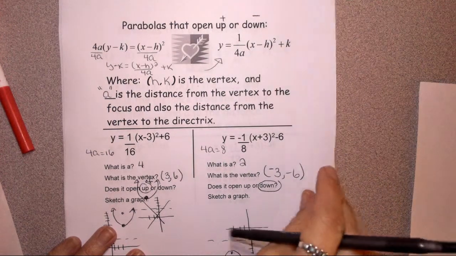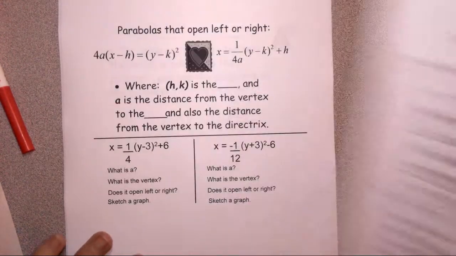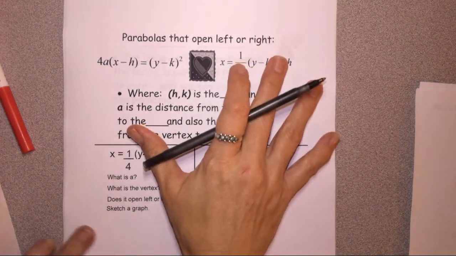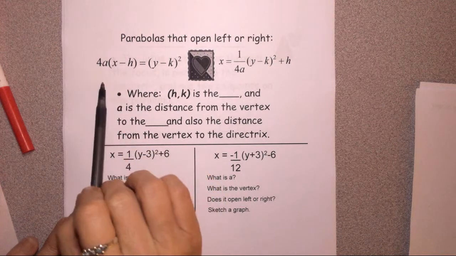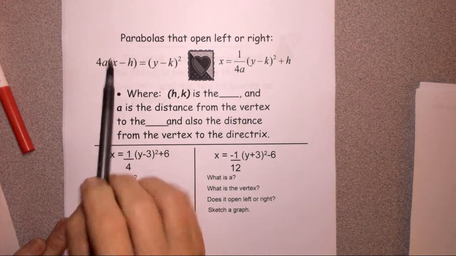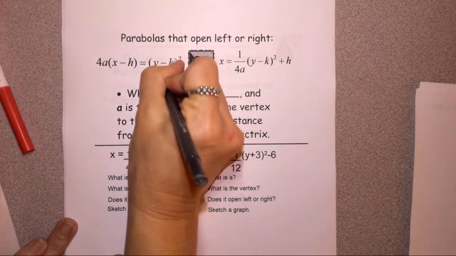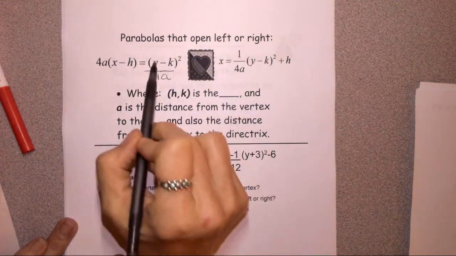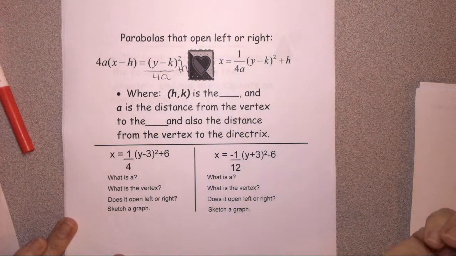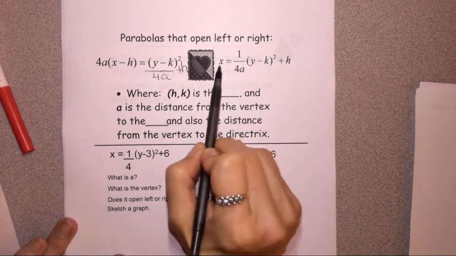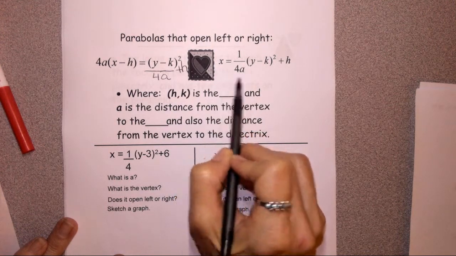So now let's look at our other two situations, when it's not up or down, but left and right. Similar to what we did a second ago, we're going to solve this for the variable that's not squared. This time the variable not squared is the x. So I would divide by 4a first on both sides. And then I would move this h to the other side, so it would become a plus h. Okay, so notice this time the x is not squared, but the y is. It's still a 4a under here.